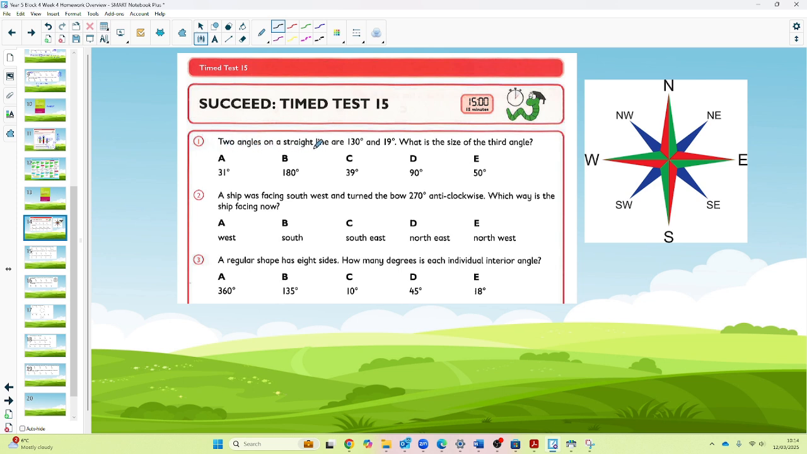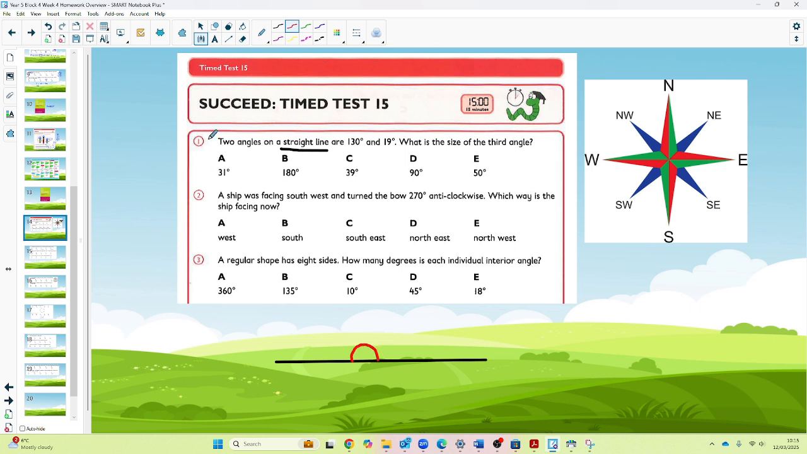Two angles on a straight line are 130 degrees and 19 degrees. What is the size of the third angle? The first thing you need to know here, and with a lot of these questions you do need quite a bit of prior knowledge, is that a straight line, let's just draw out a straight line down here, is going to equal 180 degrees.